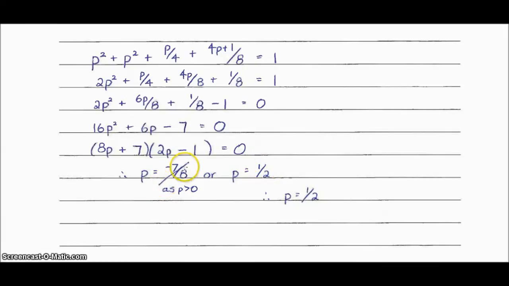Now, p has to be greater than 0, so we cross out that solution and state why we've crossed it out, and then we're just left with our answer of p is equal to 1/2. Make sure you do that, cross out the answer that you don't want.